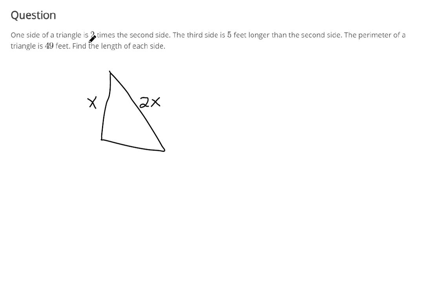One side of a triangle is 2 times the second side. So this would be the second side, the way they phrase that, because this one is 2 times the second side. So the third side is 5 feet longer than the second side. And now we can say something about the perimeter. Take one side plus twice that side, and then plus the third length of the triangle. Now we've got an equation where we can solve. Combine like terms and solve for x there.